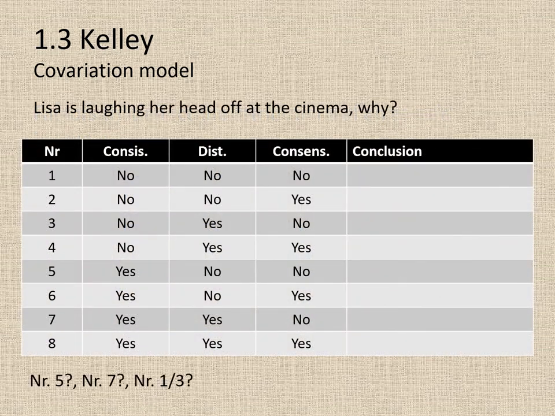Okay, we have a person here, let's call her Lisa. She's sitting at the cinema and she's laughing her head off. And then we ask ourselves, why is Lisa sitting there laughing her head off? And then we ask, is it consistent, distinct, and is there consensus? And we get eight combinations. And imagine, let's take this, number five. Consistency, yes, high consistency. Lisa is drunk. Well, you would have to put something more in there. She's drunk, okay. Is she usually drunk?